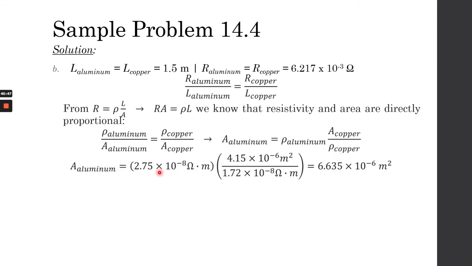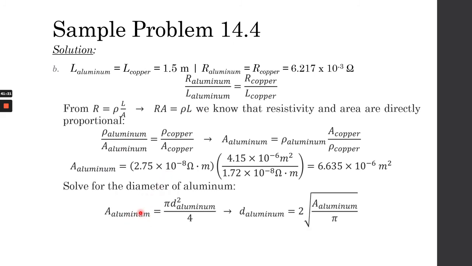And substitute the numbers. So the resistivity of the aluminum, we get this from the table. And the area of the copper is, we solved this area of the copper in A. And then the resistivity of the copper, again, we can get this from a table. Then we know that the area of the aluminum is 6.635 times 10 raised to negative 6 meters squared. So now we can use this to solve for the diameter of our aluminum. So again, the area is equal to pi d squared over 4.